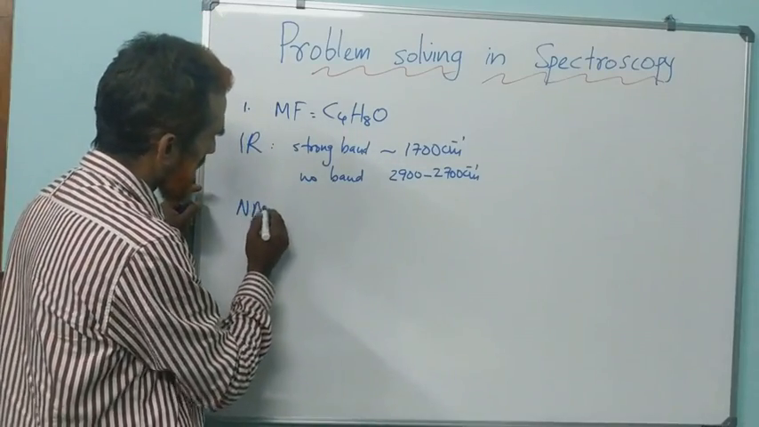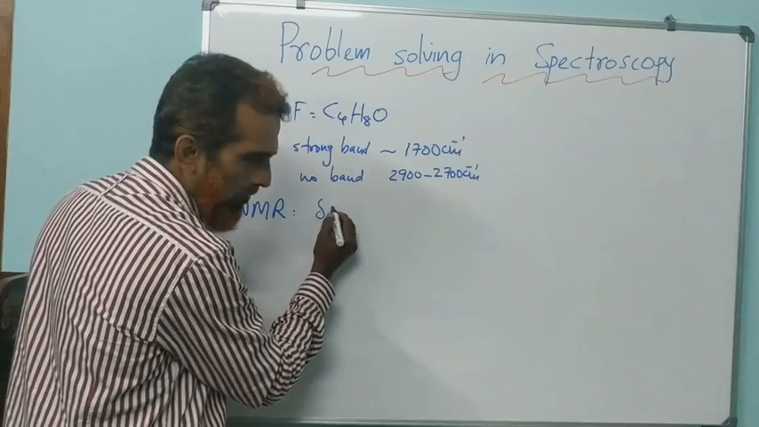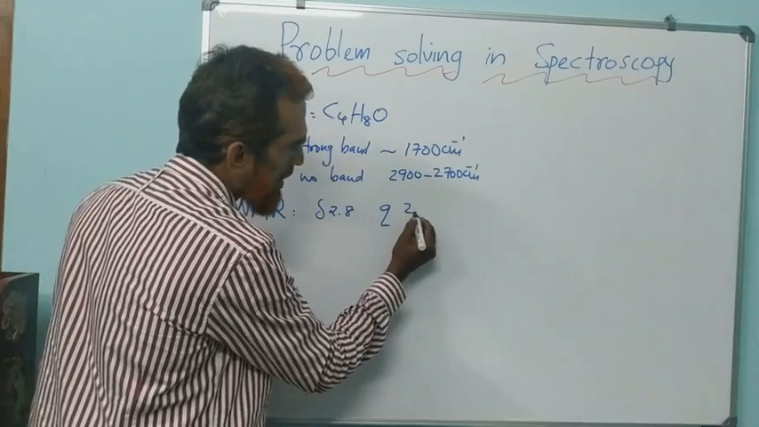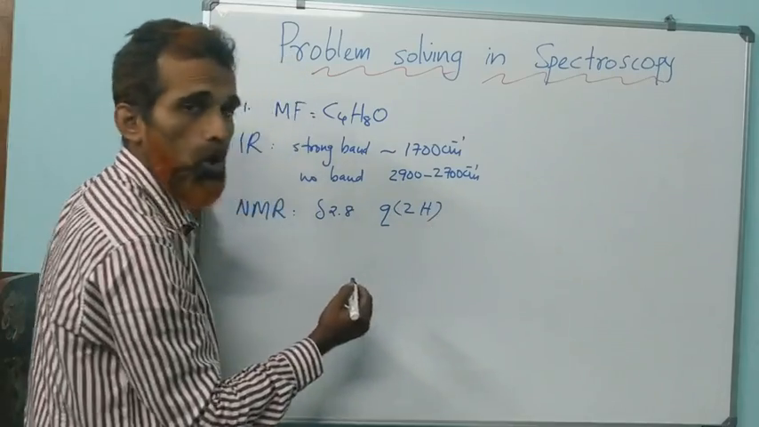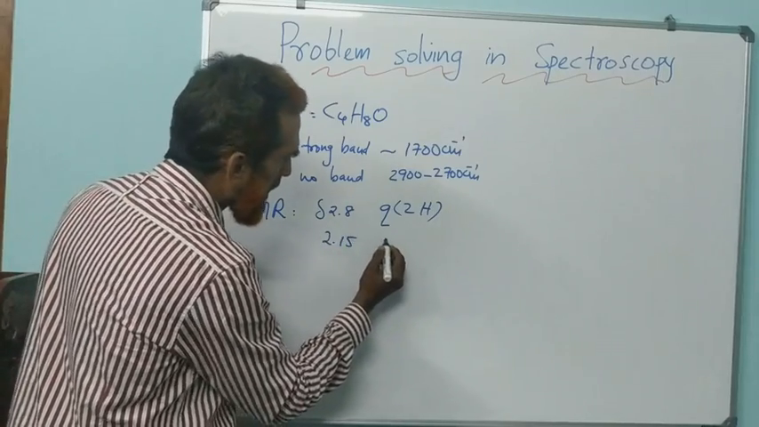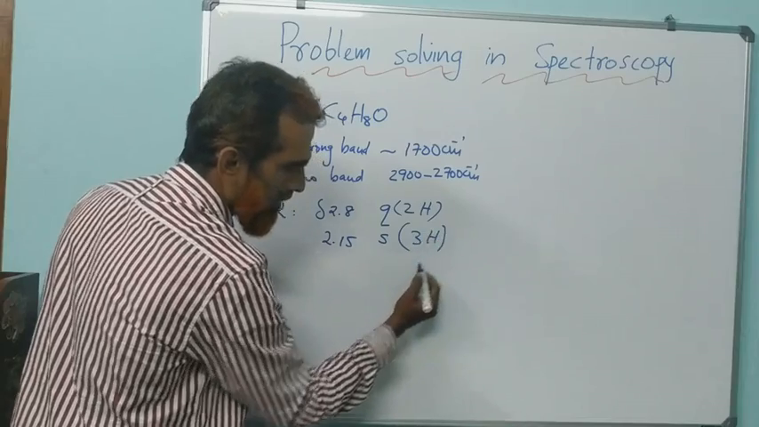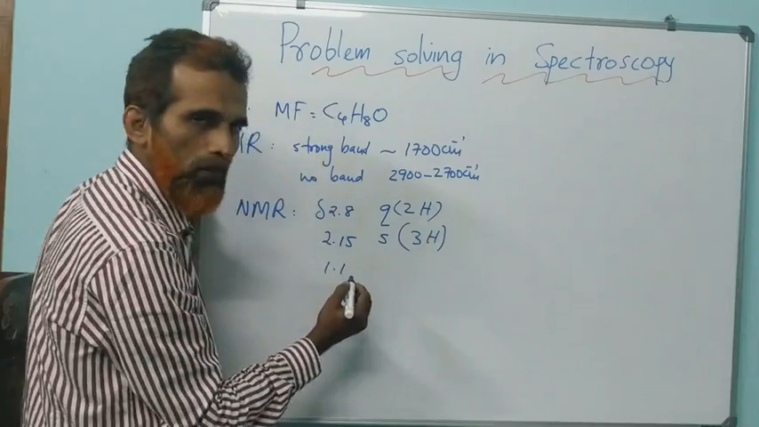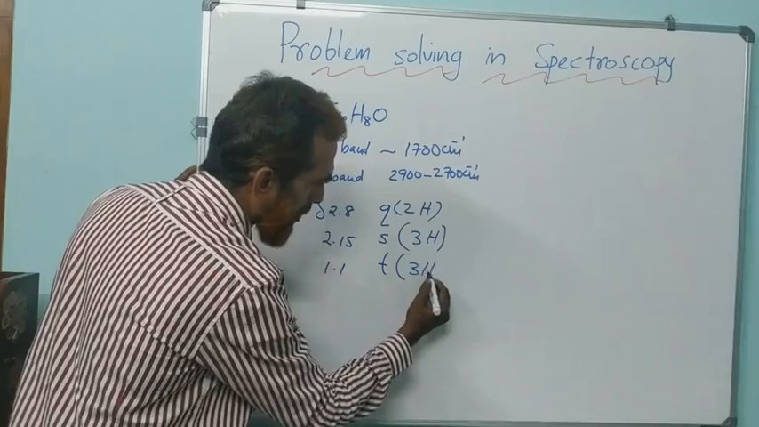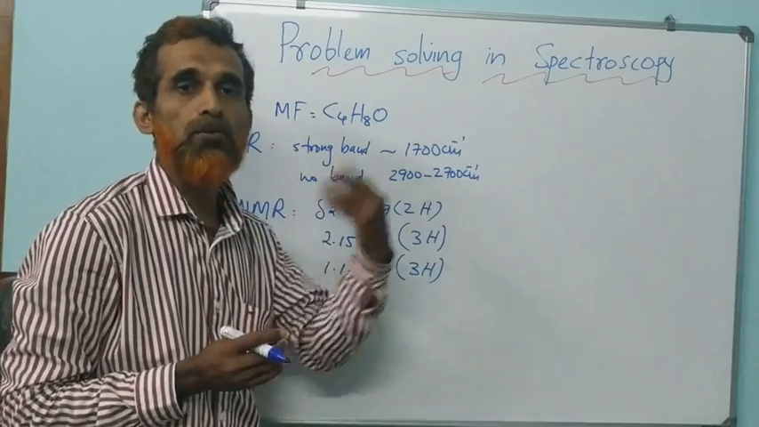Now, the NMR data given for this compound is like this. At chemical shift 2.8, there is a quartet corresponding to 2 protons. At 2.15, there is a singlet equivalent to 3 protons, and at chemical shift 1.1, there is a triplet corresponding to 3 protons. This is the data given. So let us make use of this data to deduce the structure.